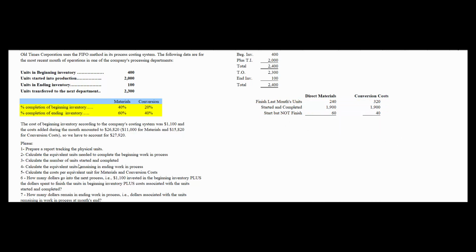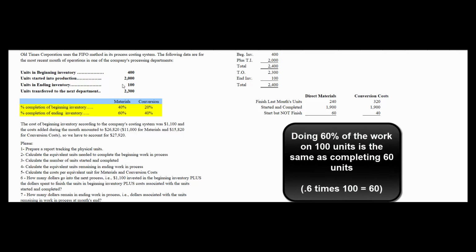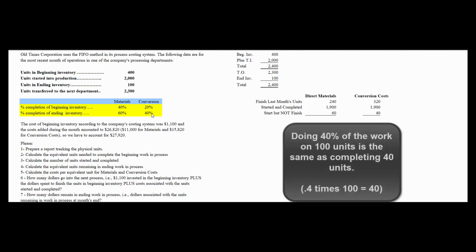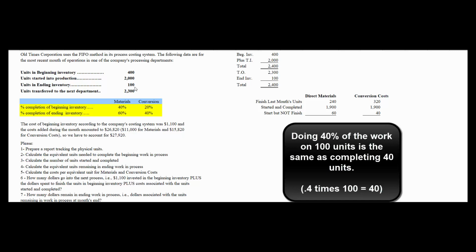Part 4 wants to know the equivalent units remaining in ending work in process. Well, there's 100 units left in ending work in process, and we've done 60% of the work as far as materials go. Doing 60% of the work on 100 units is the same as doing 60 complete units. We also did 40% of the work as far as conversion costs go on those 100 units. Doing 40% of the work as far as conversion costs go on 100 units is the same as doing 40 complete units.